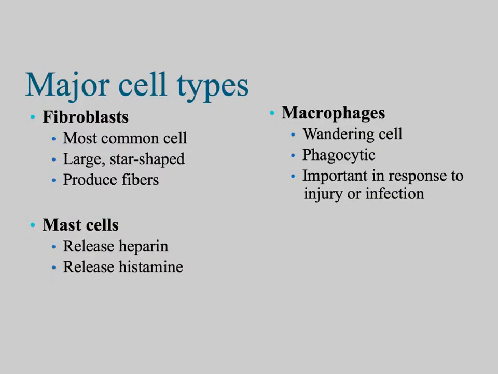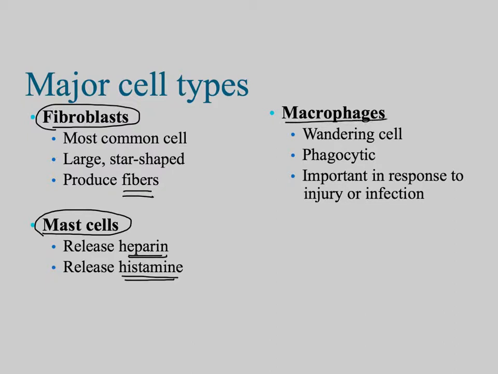There are three major cell types I'd like you to know. The fibroblasts, which are the most common cell in connective tissue. They produce fibers and tend to have sort of a star shape or pointy shape to it. The mast cells, which if any of you have allergies, you can blame it on your mast cells because they release histamine, which is what gives you that drippy nose and itchy eyes feeling. They also release heparin, which is involved in preventing blood clotting.